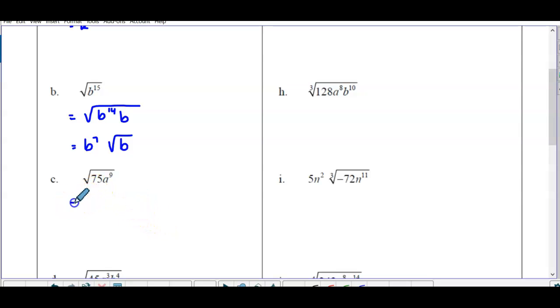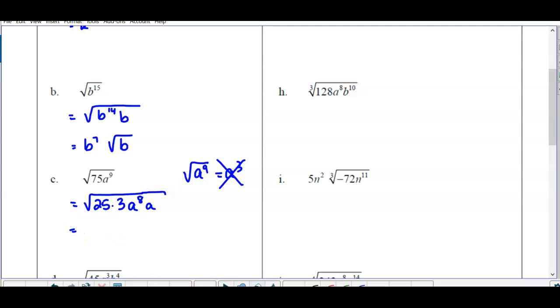So 75, this has numbers and variables. A perfect square that's a factor of 75 is 25 times 3. A to the 9, be careful. A lot of students will give me this, which is wrong. You're not taking the root of 9. That's an exponent. You can't take the root of it. You're taking the root of a to the 9. So we need to look for the next lower even number, and that's a to the 8 times a.